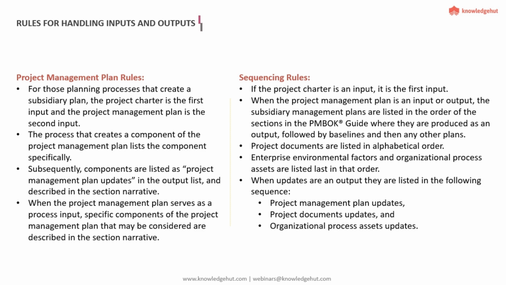And then in the same way, when we create a subsidiary plan for the first time, it will be shown as an explicit output: schedule management plan, cost management plan, quality management plan, communication management plan, risk management plan. So these are all subsidiary plans. The process where it gets created for the first time, you would see this as an explicit output. But then going forward, during the planning process, we might be updating some of the subsidiary plans also. So updating any of the subsidiary plans later on would be shown as project management plan updates.